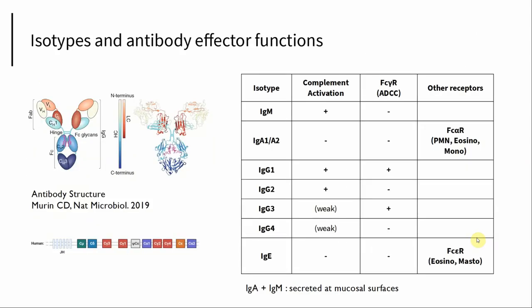Now, a little bit about class switching. The whole point of class switching is for antibodies to gain different effector functions. So IgG, some isotypes can activate complement. Some of them can be recognized by Fc gamma receptors on different types of cells. IgA is secreted at mucosa and can also be recognized by Fc alpha receptors. IgE is recognized by Fc epsilon receptors on eosinophils and mastocytes. So the isotype will determine what kind of effector function is associated with the antibody.